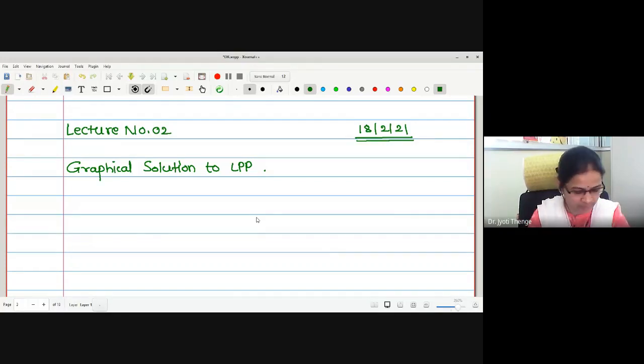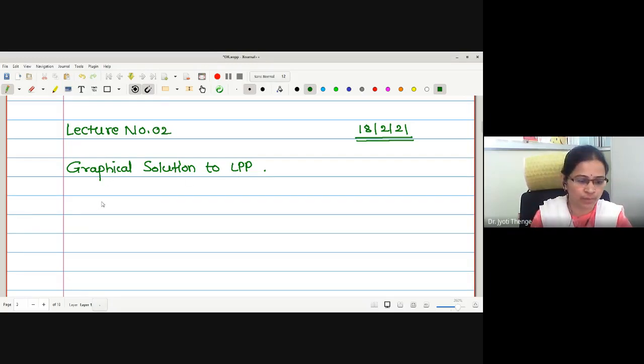But one thing one has to take care of: whenever we are solving a linear programming problem by graphical method, the problem should be in two variables only, because we are going to plot the graph on a two-dimensional plane. Therefore, we can solve the linear programming problem involving only two variables. Graphical solution to linear programming problem.